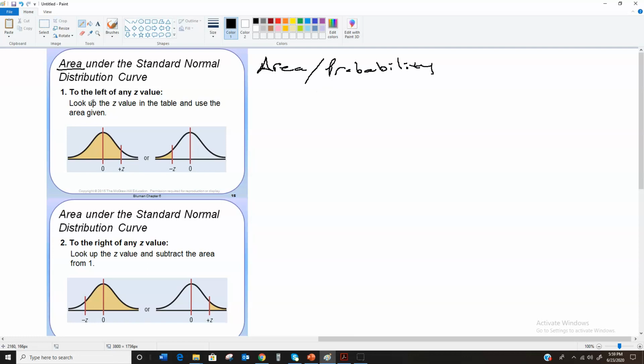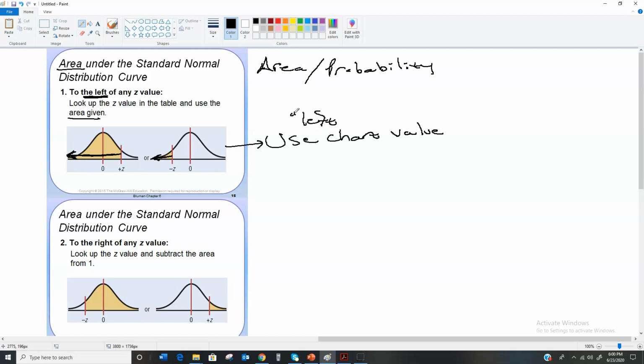So to the left of any z-value, if we want the left, then we're just going to use what's on the chart. That's because what they list on the chart is from a certain z-value downward. You notice this one, the yellow shading is to the left from both of those z-values. It doesn't matter if the z-value is negative or positive, it's the fact that it goes to the left. That's what the chart gives. So we just use the chart value if we want to the left.